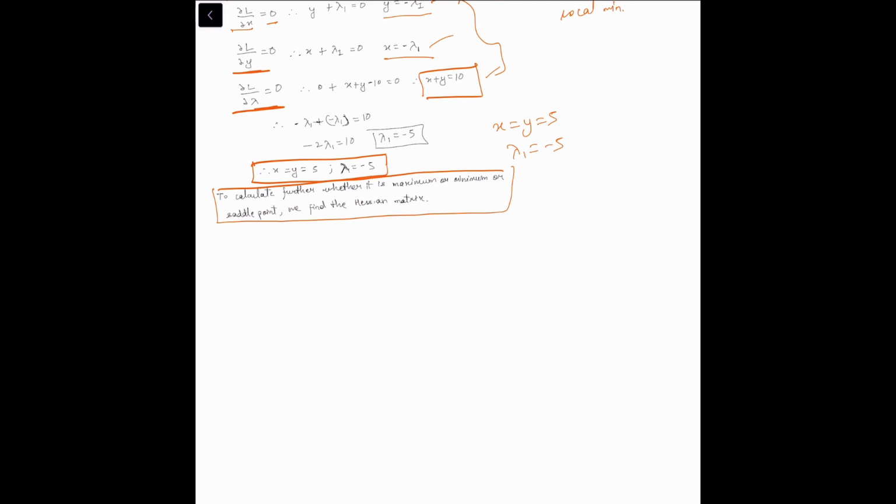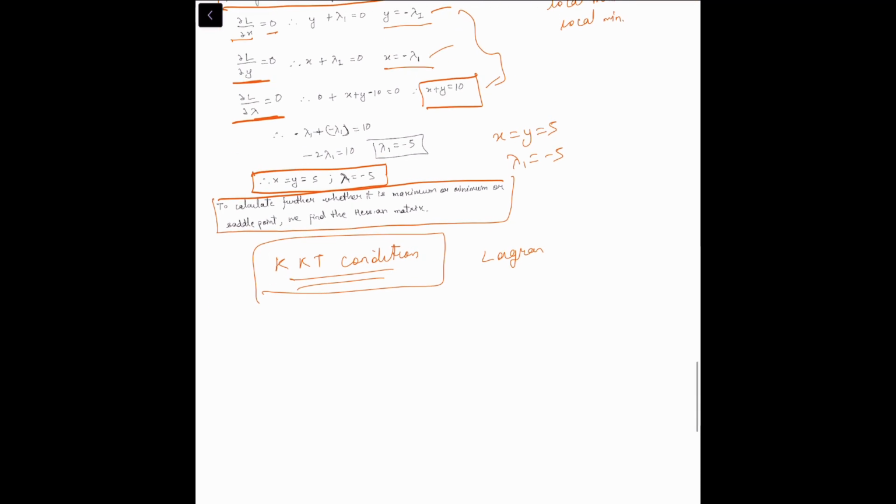Now this is not the end. Many times you will see the Lagrange multiplier accompanied by KKT conditions. In the next video, we'll study how these conditions along with the Lagrange multiplier can be used to solve nonlinear optimization problems. That's it for today.